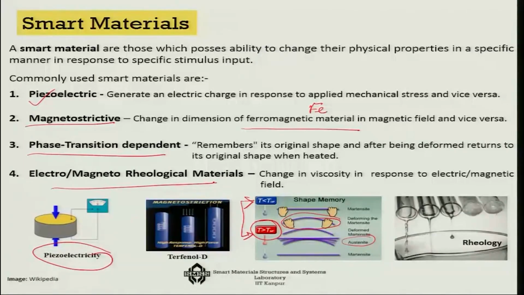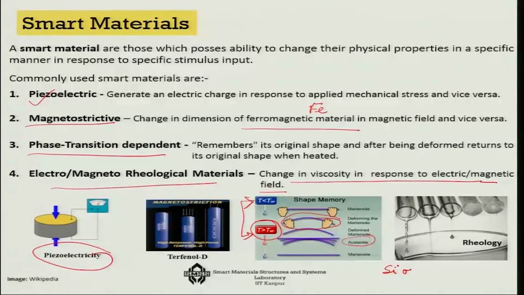Electro- and magnetorheological materials, I already told you, change in viscosity in response to an electric or magnetic field. For example, for magnetorheological materials, one of the best examples is iron nanoparticles in a solution like silicone oil. So you take a silicone oil plus iron nanoparticle suspension, and then you apply a magnetic field, you will see a similar bridging effect, and that completely, dramatically changes the viscosity of the solution.